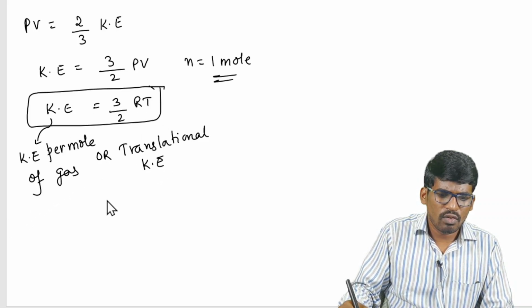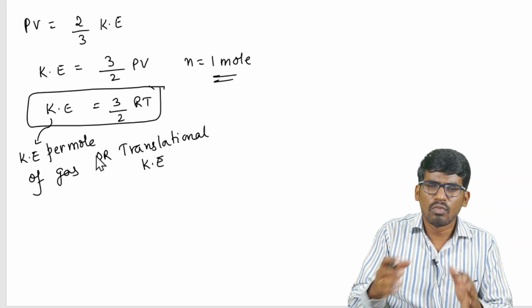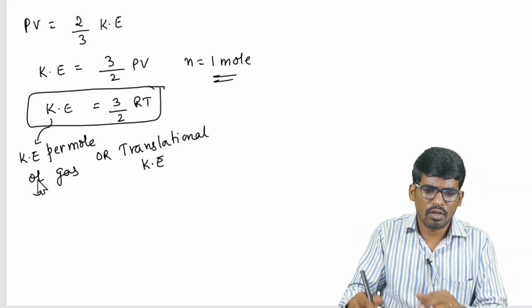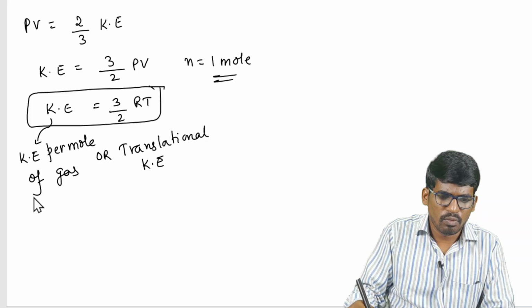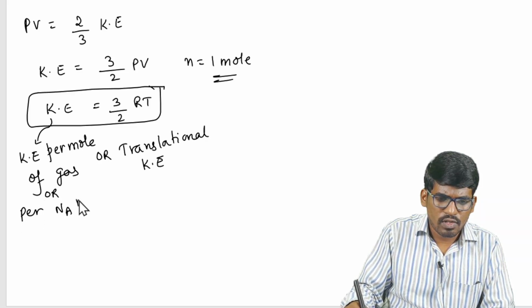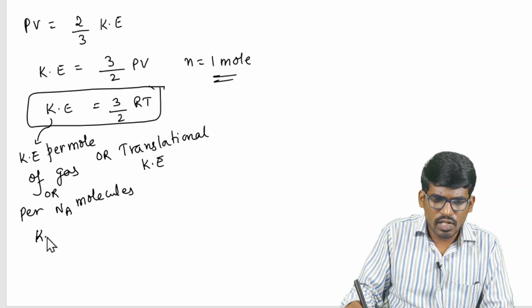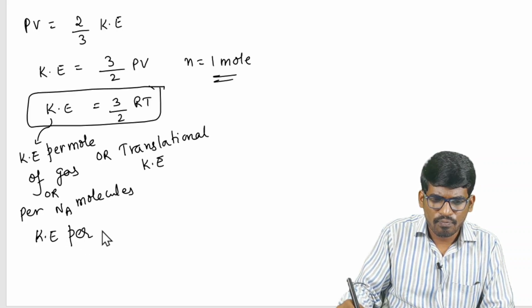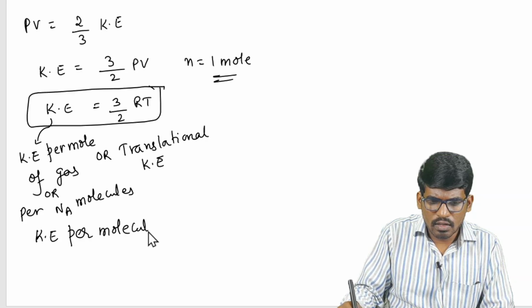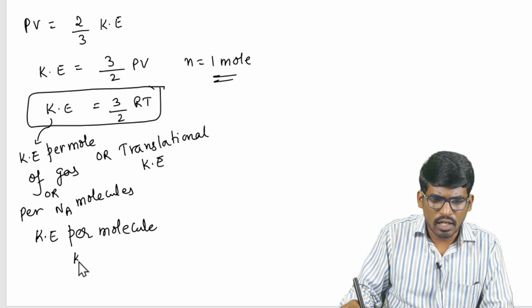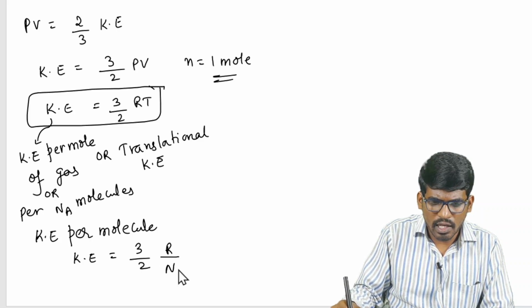KE is equal to 3 by 2 RT, we have got it. 1 mole means Avogadro number of molecules, isn't it? Per mole of gas means per Na molecules. For Na molecules, it will be 3 by 2 RT. And for one molecule, kinetic energy per molecule, what do you write? KE is equal to 3 by 2 R upon Na into T.